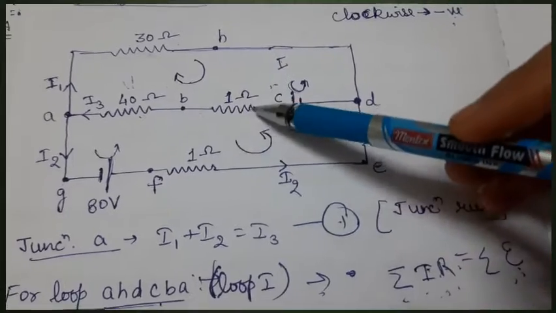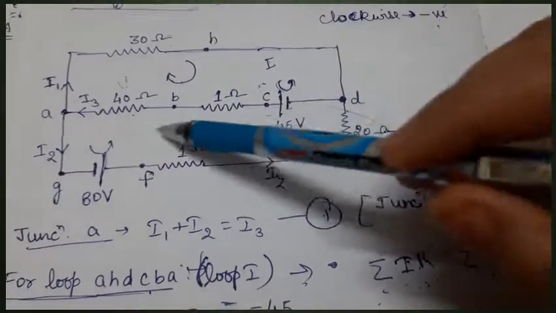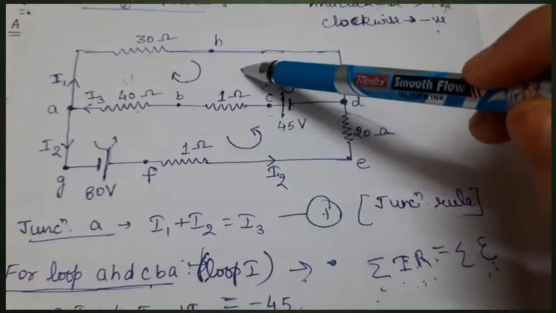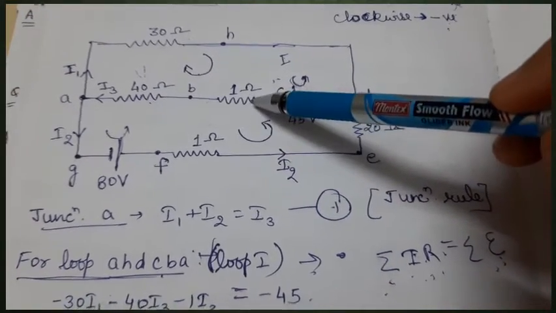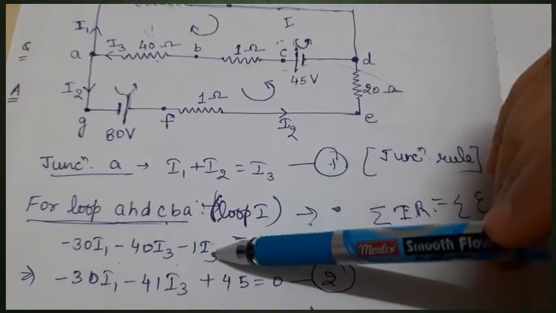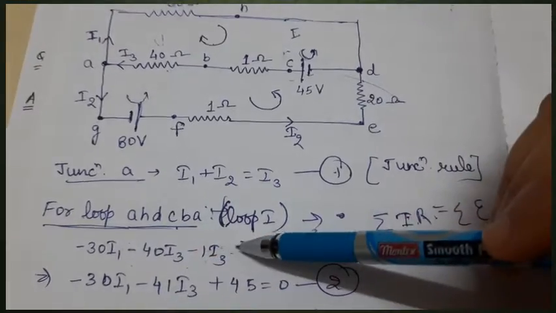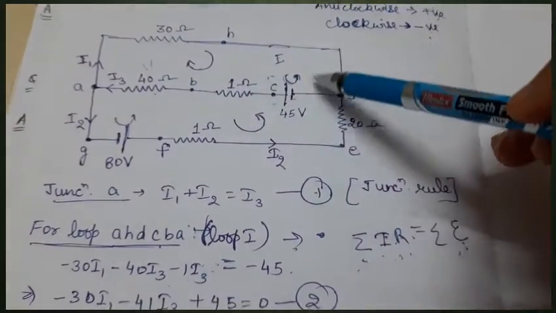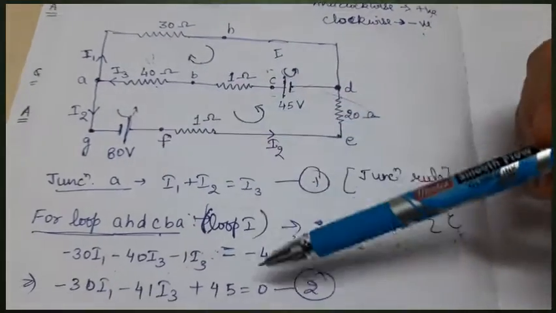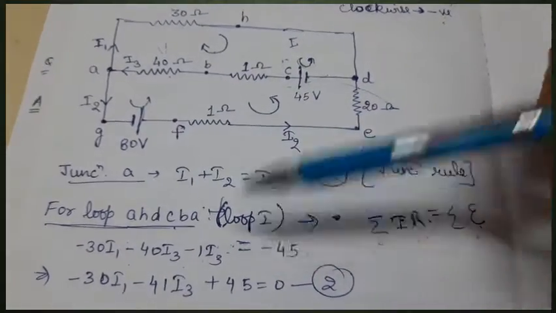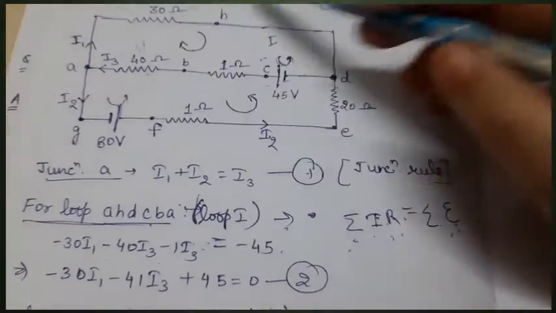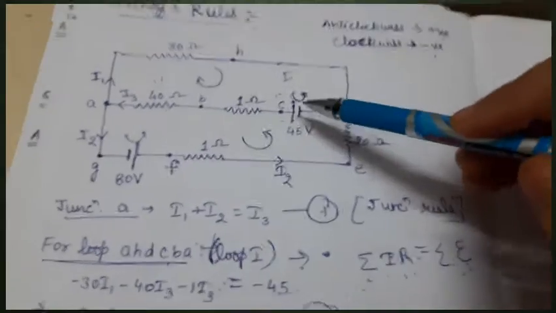And the third resistance is 1 ohm. The current through the 1 ohm resistance is also I3, as you can see, and the direction is again clockwise. So the current through 1 ohm will be I3 and it will also be negative. That's why minus 1 I3. Again I into R. So we take the sum of all the I into R's present in loop first, or loop A, H, D, C, B, A, as I have explained already, is equal to the other side. We take the sum of EMFs of all the batteries. So in loop first there is only one battery of 45 volt present.